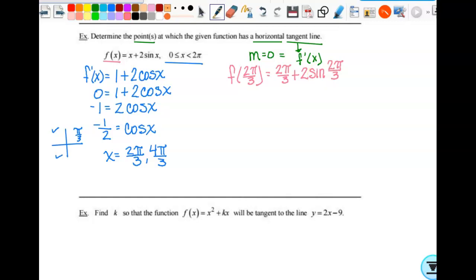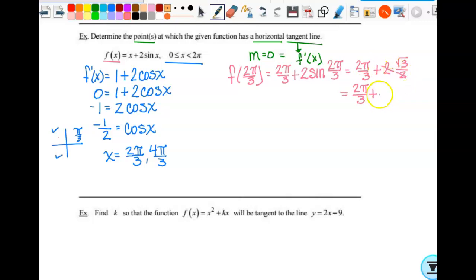So this is my pi thirds, right? Square root of 3 over 2. And then 2 pi thirds. Is sine positive in the second quadrant? Yes. Okay. So I'm going to have square root of 3 over 2. So let me just write this down. We've got 2 pi thirds plus 2 times square root of 3 over 2. We agree with that? Everybody with me so far where we got everything? Okay. So that means that this is going to equal then 2 pi thirds plus what?